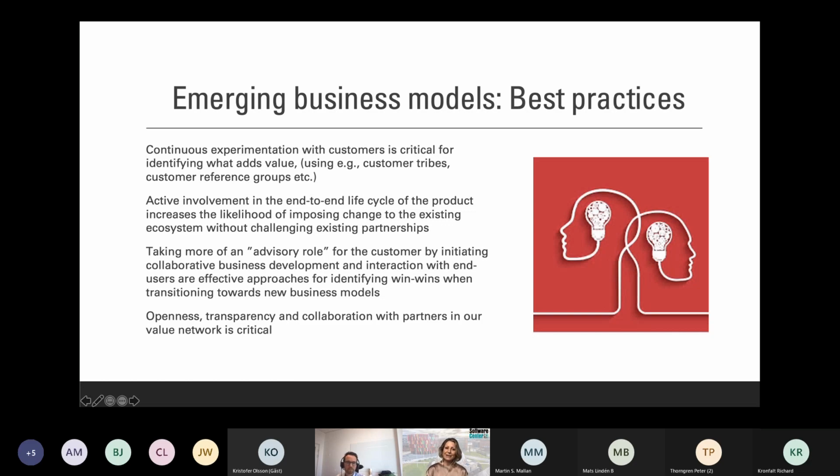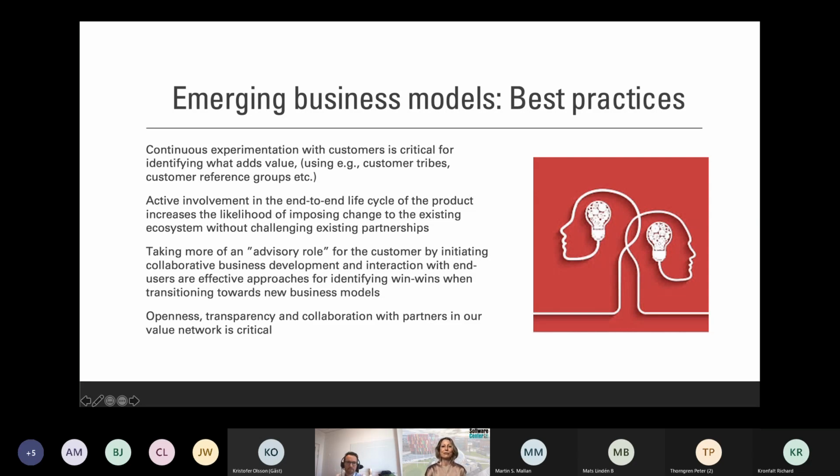People talked about active involvement, taking more of a coach advisory role. So it's really a close collaboration and a relationship with your customer to create a win-win. And then openness, transparency, and collaboration with partners were also mentioned. And this, I think, will also maybe be touched upon in today's keynote. I do not know, I haven't heard it yet, but I could imagine that this is also important in a larger ecosystem.